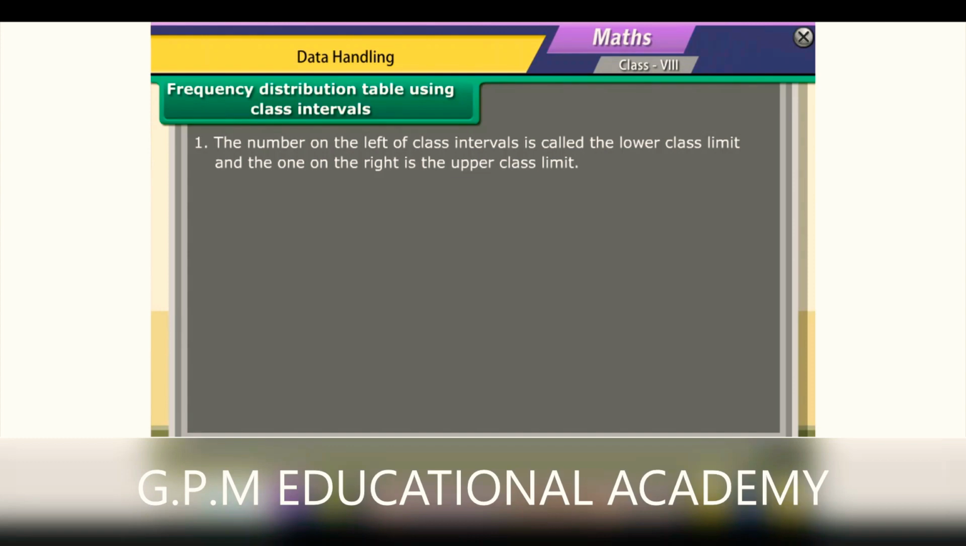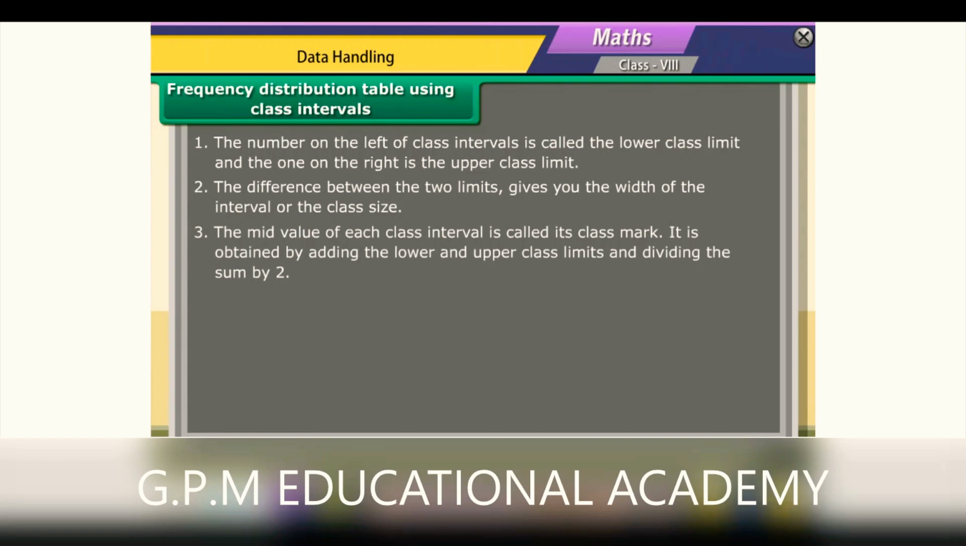1. The number on the left of class intervals is called the lower class limit, and the one on the right is the upper class limit. 2. The difference between the two limits gives you the width of the interval or the class size. The mid-value of each class interval is called its class mark. It is obtained by adding the lower and upper class limits and dividing the sum by 2. For example, consider the interval. Lower limit of the interval is equal to 20.